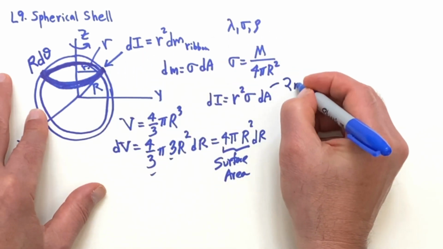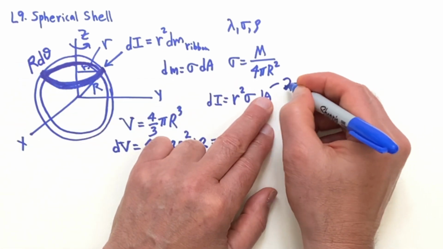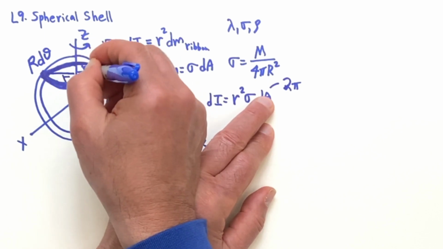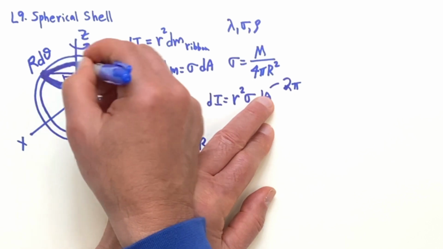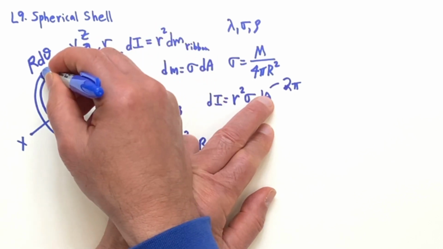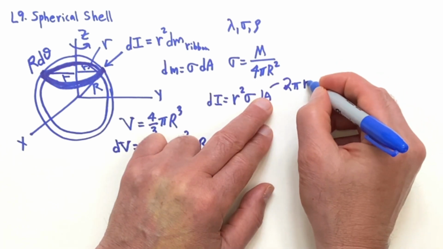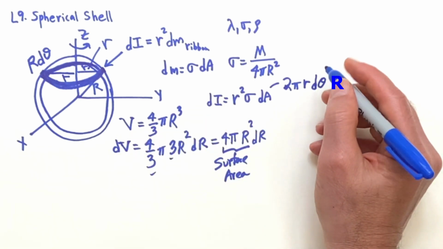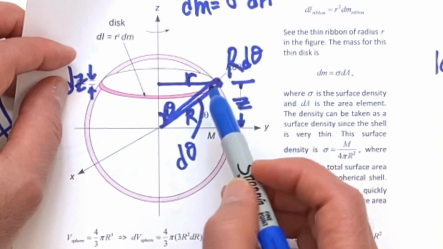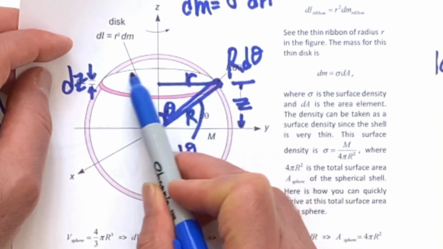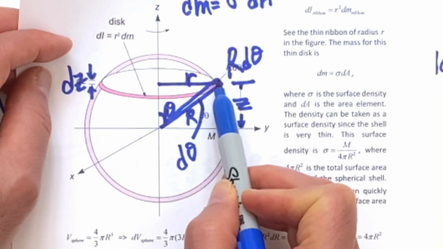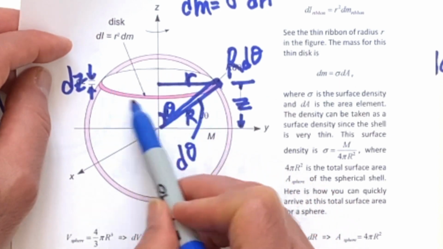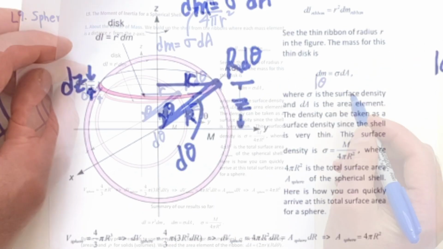So we want 2 pi r. Now, you got to be careful that that r is the little r. The little r is the one that takes you all the way around. The big R times d theta gets you that little thickness. So 2 pi little r, and then we have d theta. Going back to this diagram, 2 pi little r gets you all the way around, and then you take a little r d theta, and that's going to give you the area of that little ribbon that goes all the way around.